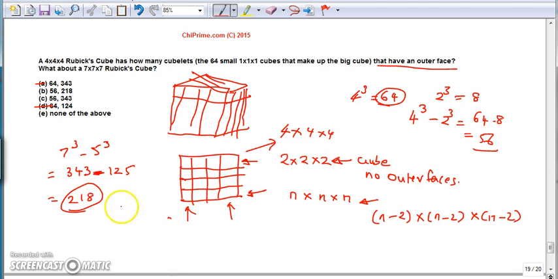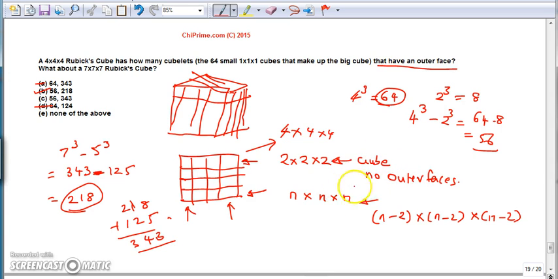You can check that very easily. 218 plus 125 is 343. So there you have it. The right answer here is option B. 56 and 218, respectively, are the number of cubelets in a 4 cubed Rubik's Cube and a 7 cubed Rubik's Cube that have an outer face.